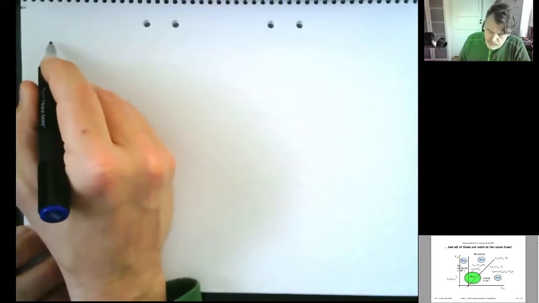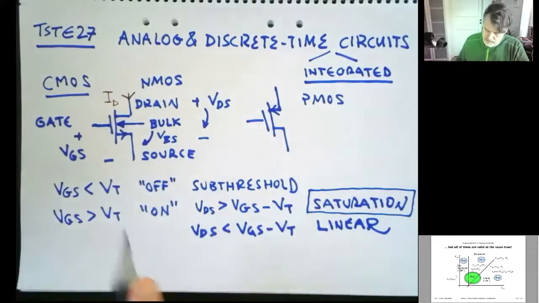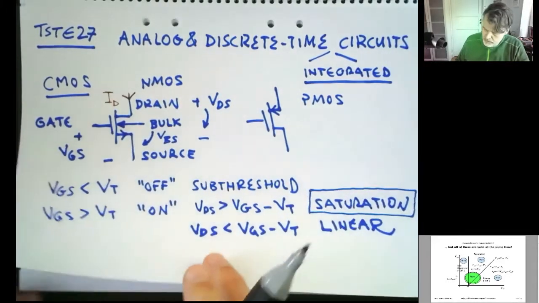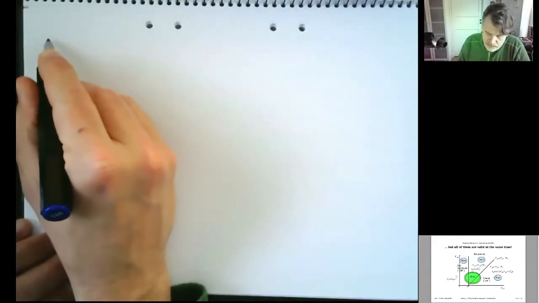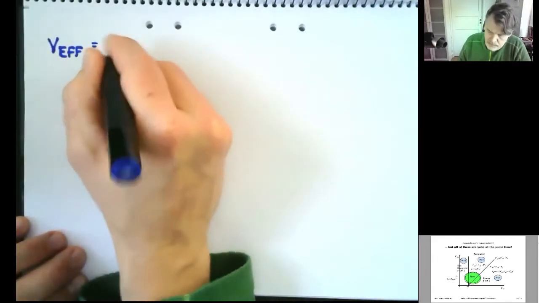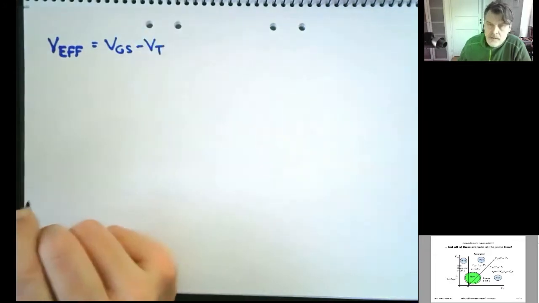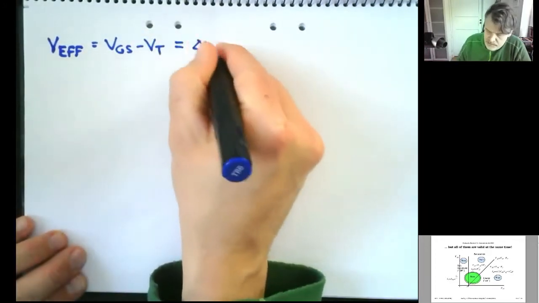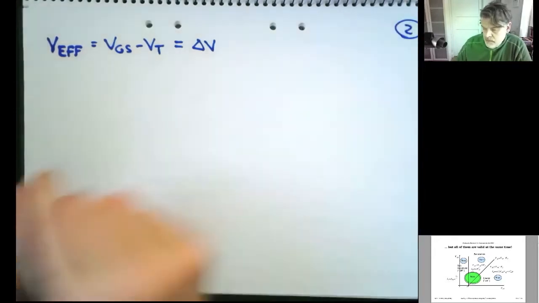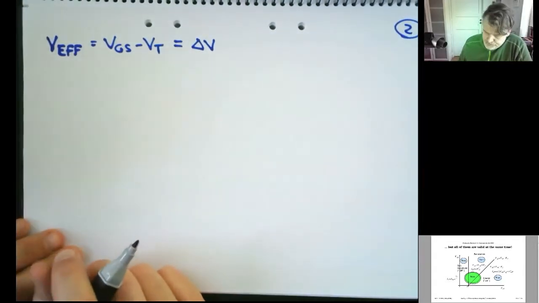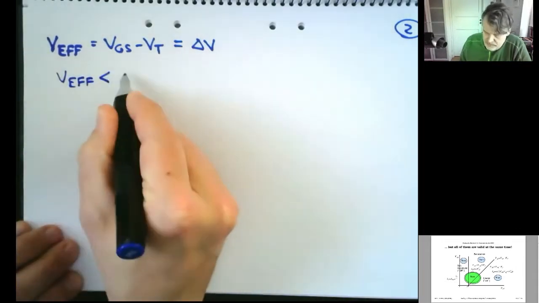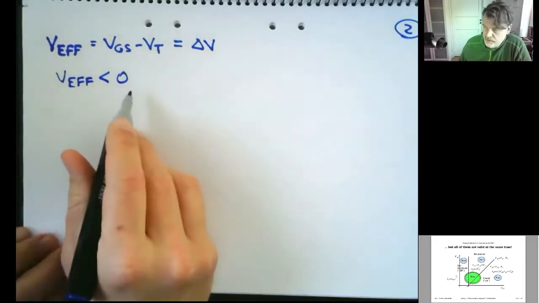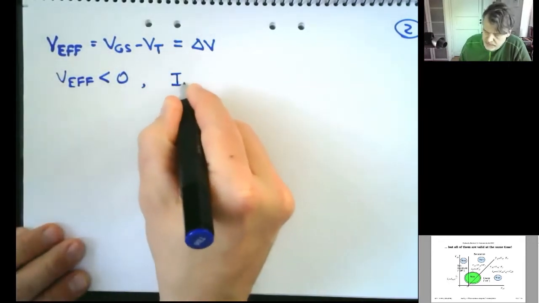So sub-threshold, VGS is less than VT. And now we start to become lazy engineers. So I will introduce a new variable, which I call VF, and that's equal to VGS minus VT. I will also say that sometimes I will use the notation delta V. And then I say that if VF is less than 0, i.e. off or sub-threshold, then the drain current can be written in this way.